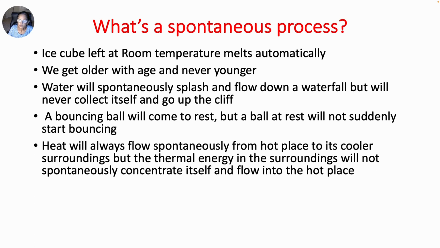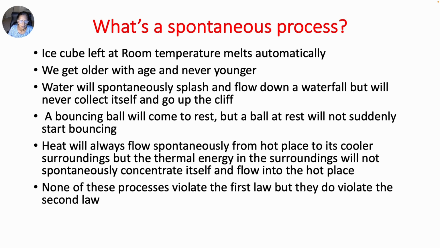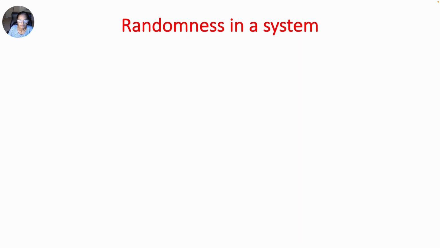Heat will always flow spontaneously from a hotter body to a colder body, to the surroundings, but the thermal energy in the surroundings will not spontaneously concentrate itself and flow into a hot place. Heat will not flow from a cold body to a hot body. None of these processes violate the first law, but they do violate the second law. The processes take place spontaneously only in one direction.